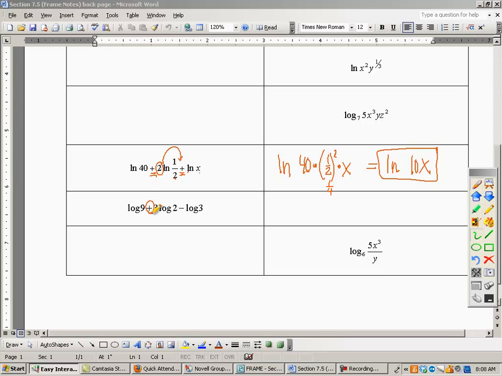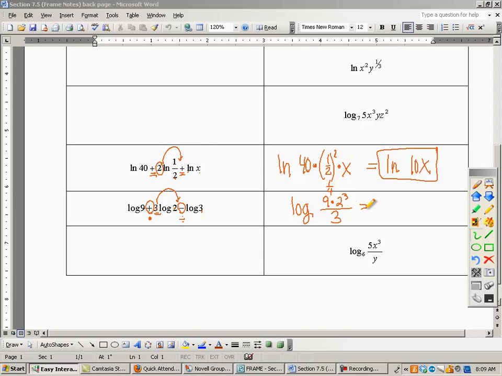Again, this means multiplication. The subtraction means division. The 3 in front is an exponent. So let's see what we can find. I should only have one log because I'm condensing it together. And I'm going to take on top 9 times 2 to the 3rd power. So 9 times 2 cubed, all over, because there's my division, all over 3.